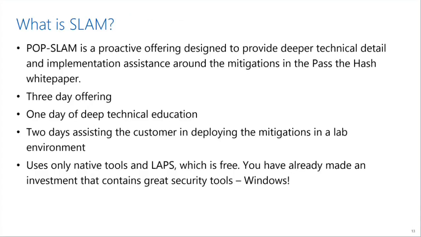Good news. So what is SLAM? We talked about SLAM, we talked about the problem, we talked about some of the things that you can do to mitigate. But POP SLAM, which is Proactive Operations Program, means that we don't just come and teach you stuff, we help you do stuff, which is huge. It's a proactive offering. We do deep technical detail and then implementation assistance. Most of what we do is based on the Pass the Hash white paper, but we've enhanced it a little bit more on top of that based on our findings from doing incident response at major compromises. So this is a constantly evolving offering where we keep adding to it.